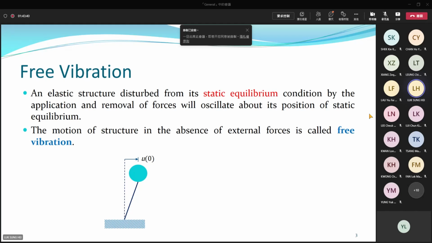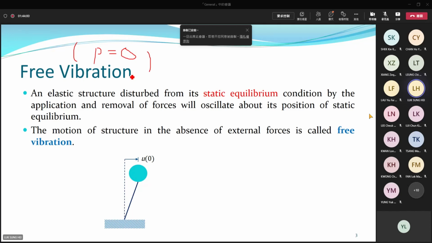Well, firstly, free vibrations mean there is no applied loading. Free vibration means there's no applied loading, no dynamic force. P equal to 0. This is the definition of free vibrations, no force. You may ask, hey, if no force, then why will the structure oscillate back and forth?